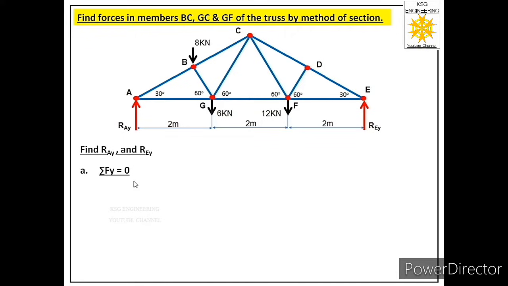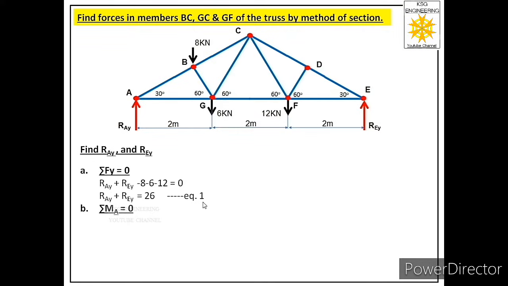How many forces are acting in the y direction? There are 5 forces. RAY and REY, these two are acting in our direction, so we'll consider these two as positive forces. While 8 kN acting at joint B, 6 kN acting at joint G and 12 kN acting at joint F, these three are acting in the downward direction, so we have to consider these three negative. It means the equation will be RAY plus REY minus 8 minus 6 minus 12 equal to 0. So from here we will get one equation, RAY plus REY equal to 26. In this equation we have two unknowns, so we cannot solve it. Let us call this equation number 1 for the time being.